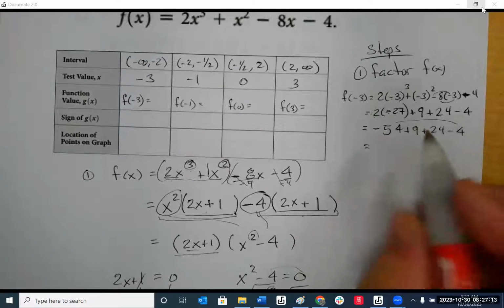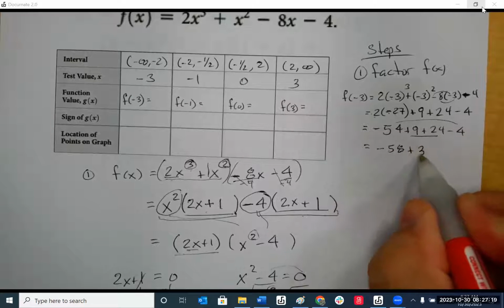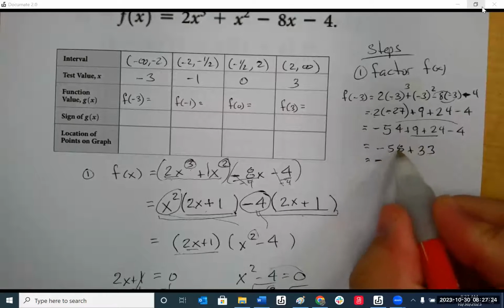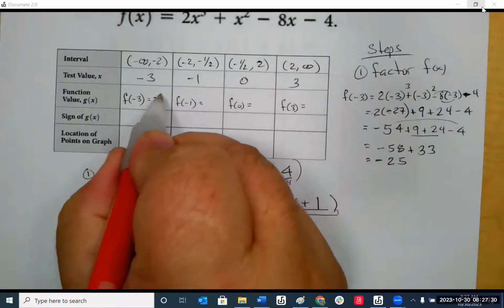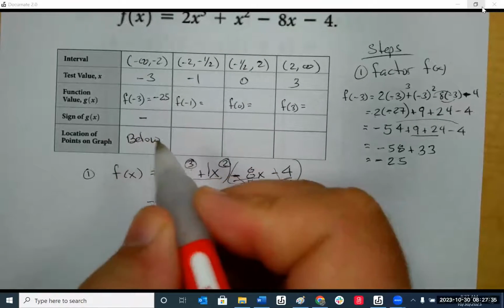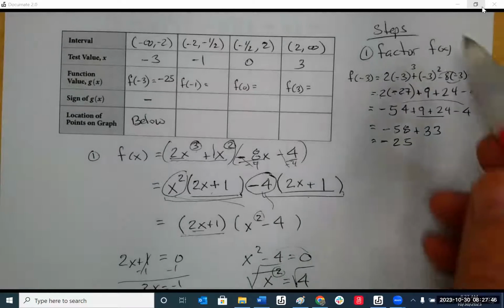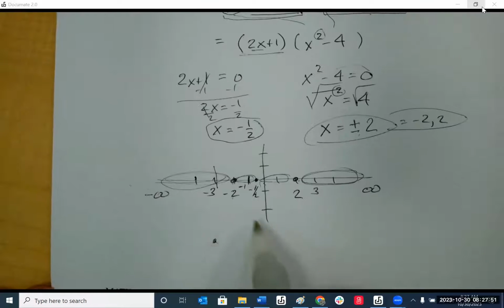We can combine the negatives, which is -58, and the positives, which is +33. 58 is bigger, so it's negative. 58 minus 33 is -25. The sign is negative, so it's below the x-axis. And you do it for the other points also. So we know at -3, it'll be -25. The dot will be somewhere way down here.